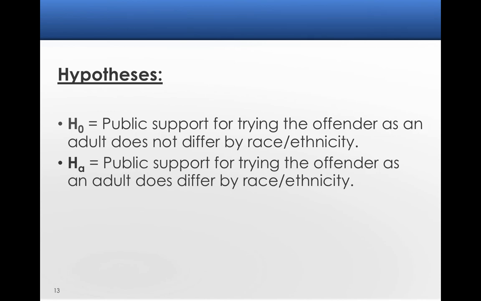Our null hypothesis is that public support for trying an offender as an adult does not differ by race. Our research hypothesis is that public support for trying the offender as an adult does differ by race. So does the race of the juvenile make us change our mind about whether or not we should try them as an adult?